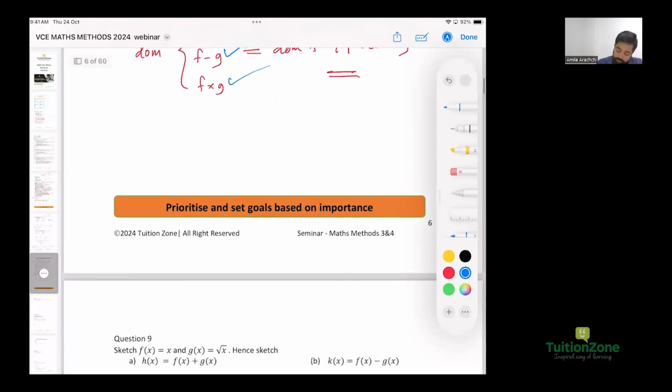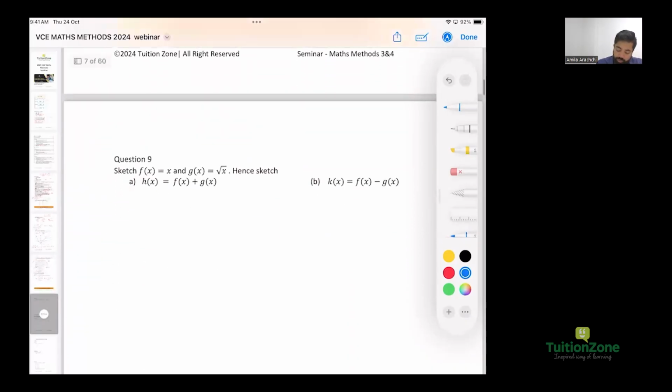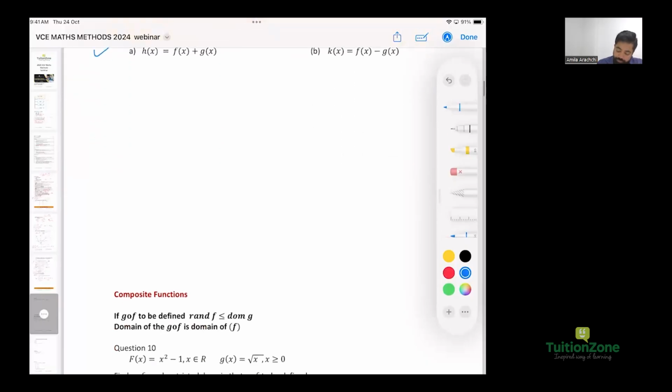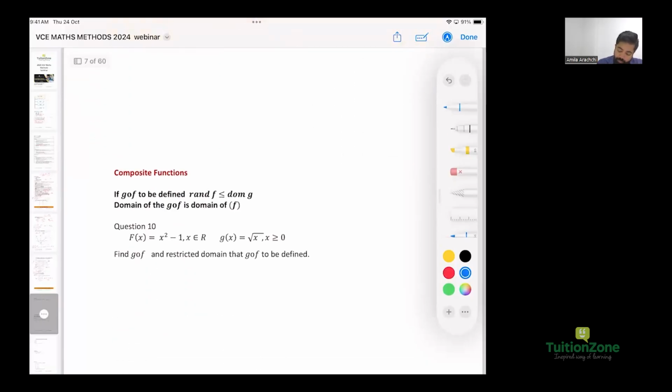Cool. Let's move on. I'm not going to go through these questions. You can do them for homework. Maybe a bit of composite. We haven't touched base on it recently in the classes, but composite.